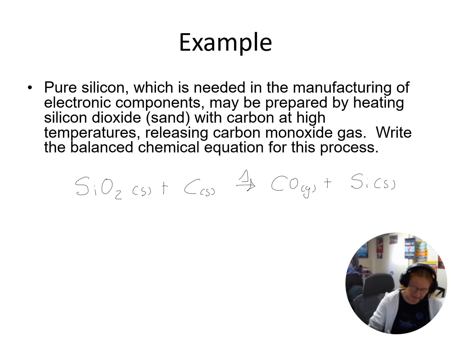If I put a delta above my arrow there, that means it's been heated. You don't have to put that there. I'm not going to grade you down if you don't put it there, but I do use those symbols, and so that delta just lets you know, hey, this was heated. Okay? All right, and then our balance and 2. Okay? All right, so there's our first one.